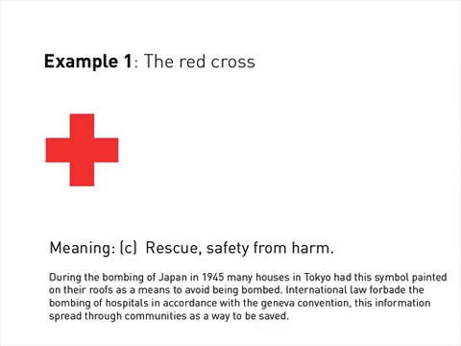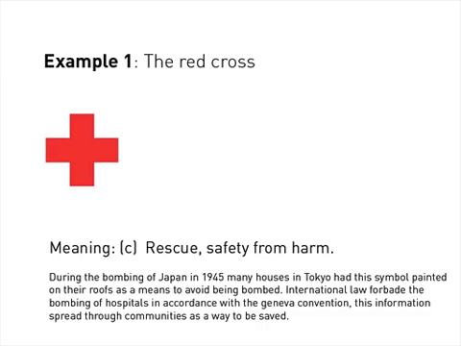The connotative one, well, the simple one is rescue and safety from harm. And there's a sentence, paragraph down there, that in Japan, in Tokyo, during the Second World War, people realised that this meant that hospitals don't get bombed. It wasn't about people being rescued, it was, bombs don't fall around there.